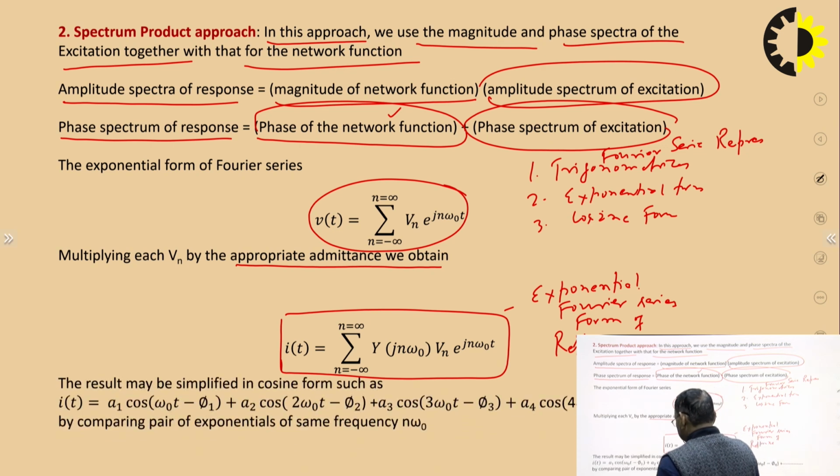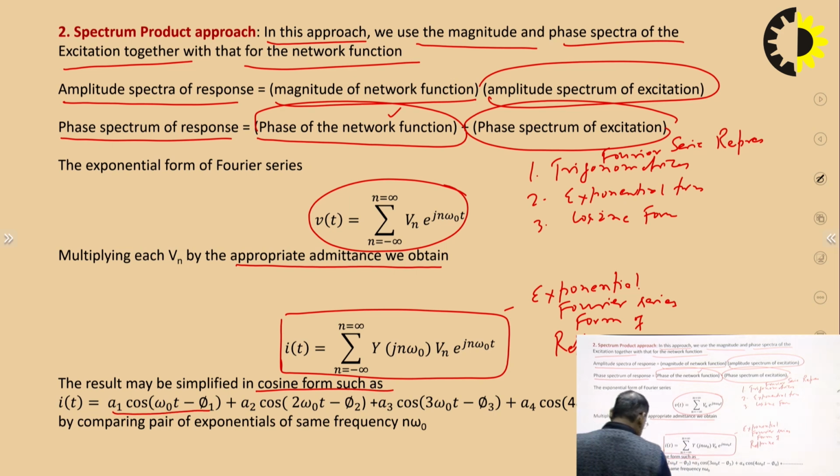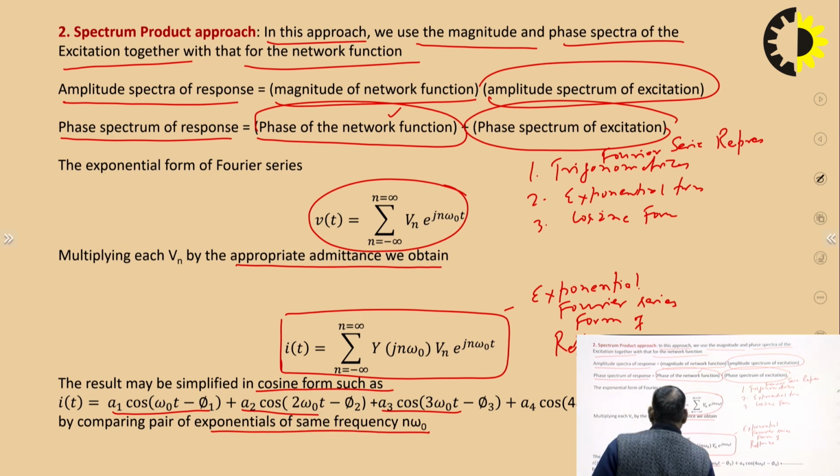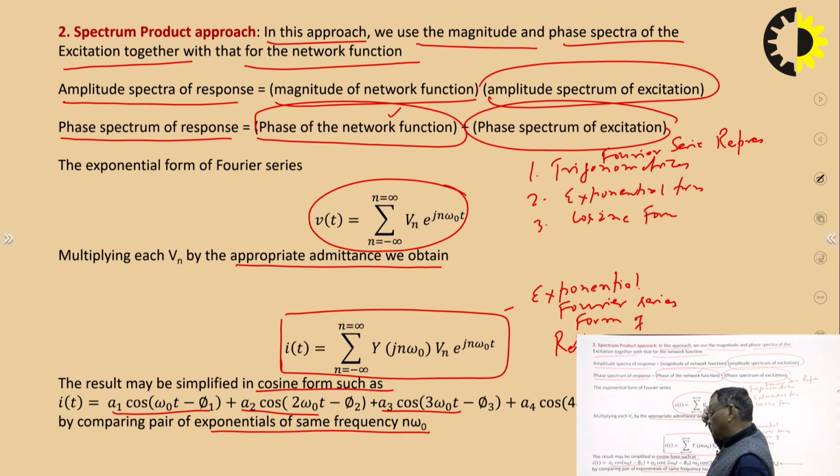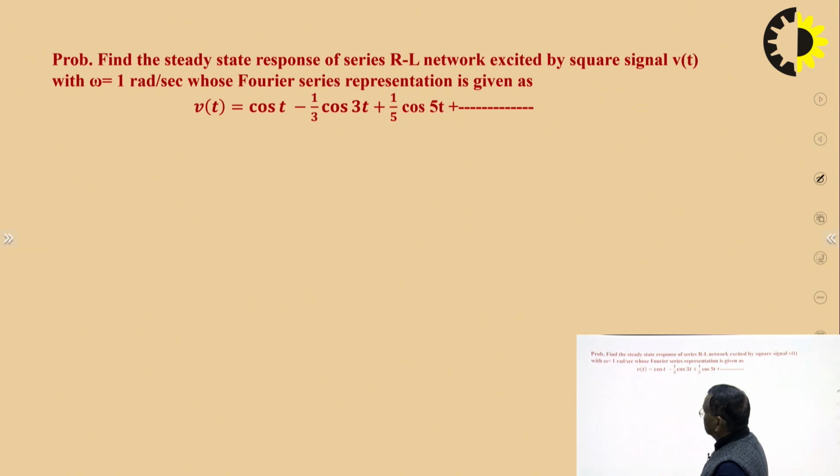The result may be simplified in cosine form, such as a1 cos omega 0 t plus a2 and so on. This gives the fundamental, second harmonic, third harmonic and so on, by combining the pair of exponentials of the same frequency n omega 0. So this is the way to get the steady state response of the network when it is excited by a non-sinusoidal periodic signal or input. Now, let us do some problems.